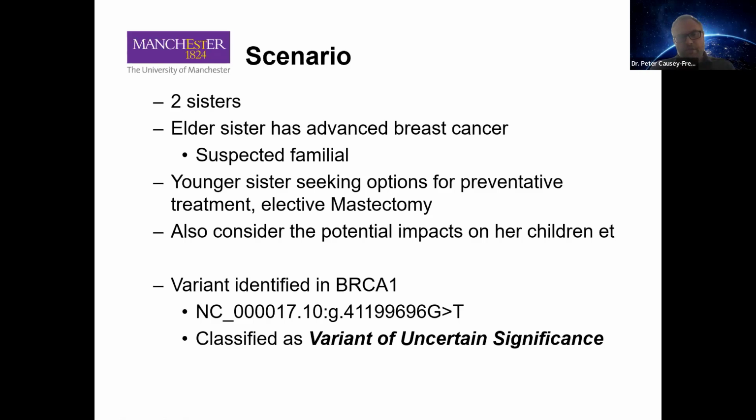They also needed to consider what might have been the potential impacts on her children, etc., if they had inherited a potentially pathogenic variant. A variant had been identified in the BRCA1 gene. This is the genomic description, and it was at the time classified as an uncertain significance. Next slide, please.